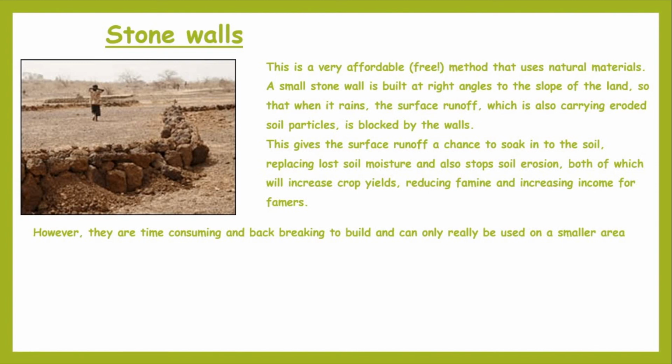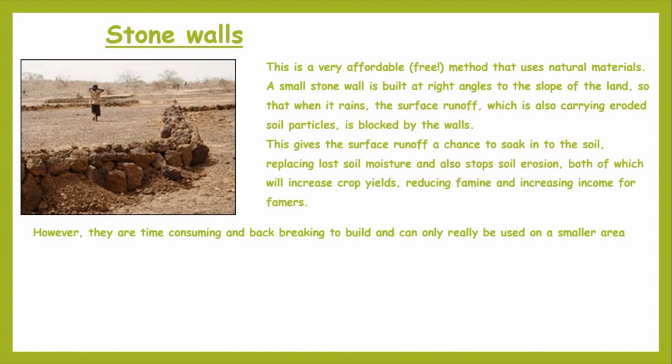In addition, all of the surface runoff, the particles of soil that it's carrying that it's eroded, it will block that soil erosion as well. So it keeps the nutrients in the area, keeps the soil in the area. So it traps the moisture, it traps the nutrients, it traps the soil. That's what you need to maintain agriculture in the area. So your crop yields won't drop too much, your income won't drop too much.